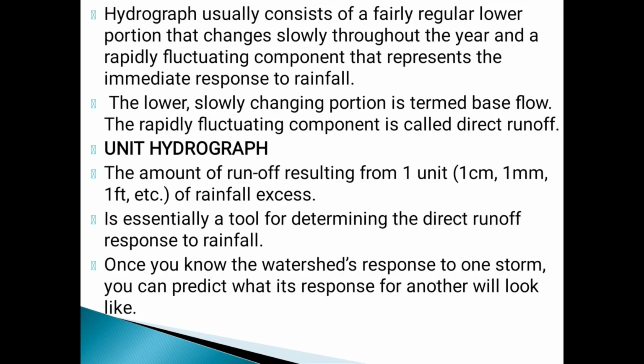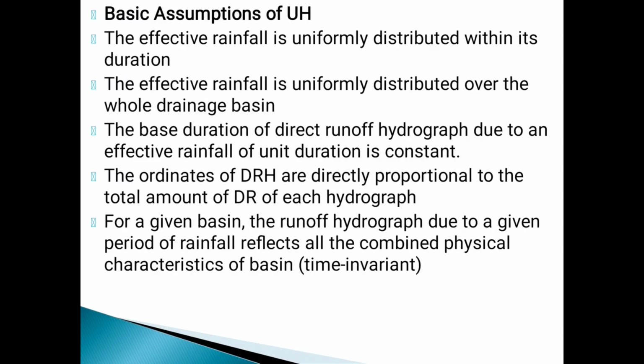Next one, unit hydrograph. It is the amount of runoff resulting from one unit, that is 1 centimeter, 1 mm, 1 foot, etc., of rainfall excess. It is essentially a tool for determining the direct runoff response to rainfall. Once you know the watershed response to one storm, you can predict what the response for others will look like. Next, what are the assumptions of unit hydrograph?